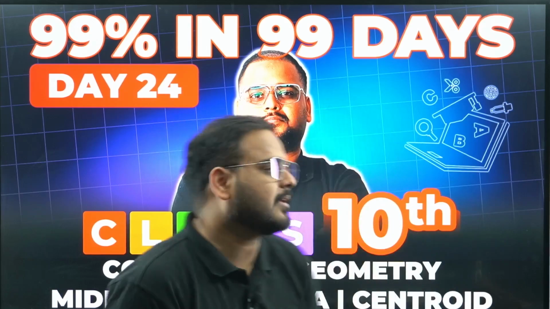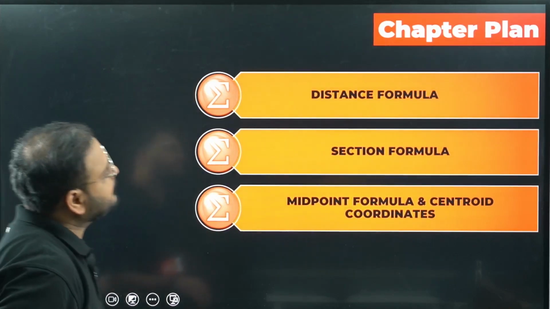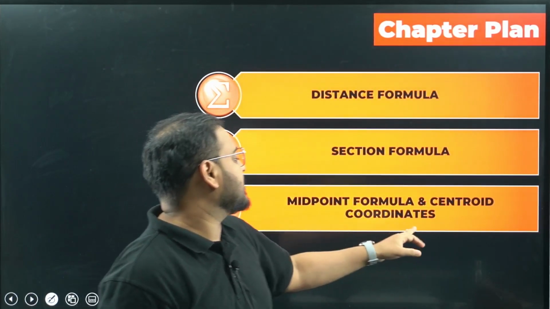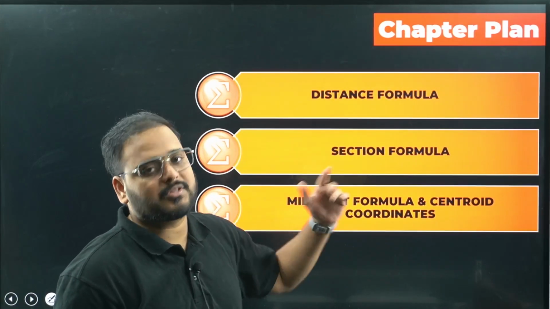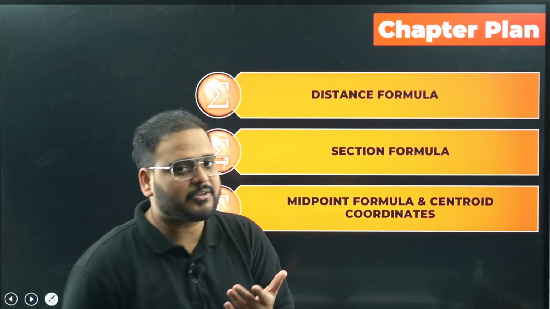So let's see the chapter plan. We know the weightage and the chapter plan. Let's discuss them together. The chapter plan was distance formula, section formula, midpoint formula, and coordinates of the centroid. In this we have covered the first 2. This is the application of the section formula. We'll see that in today's session.